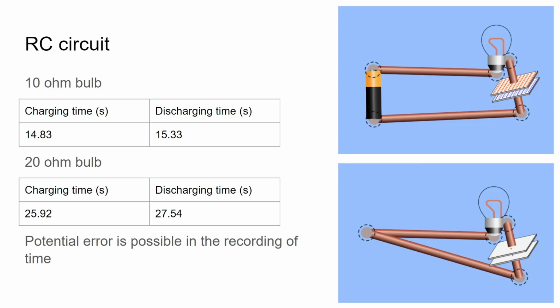The time it took for the capacitor to charge and discharge with the 10 ohm light bulb was recorded. This was also recorded for the 20 ohm bulb. As expected, the charging and discharging times for the capacitors in each of the circuits were similar. A potential error may have occurred here with human error in the recording of time it took for the current to charge and discharge the capacitor.